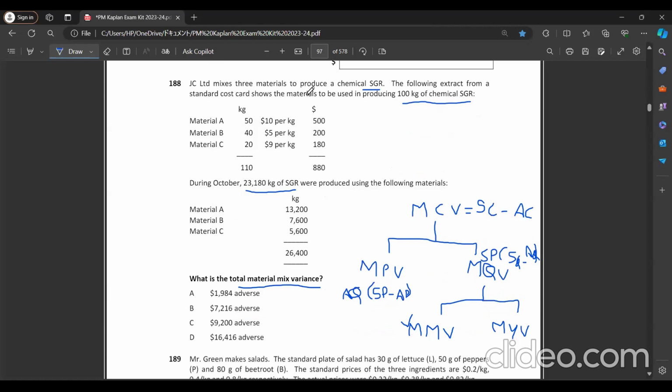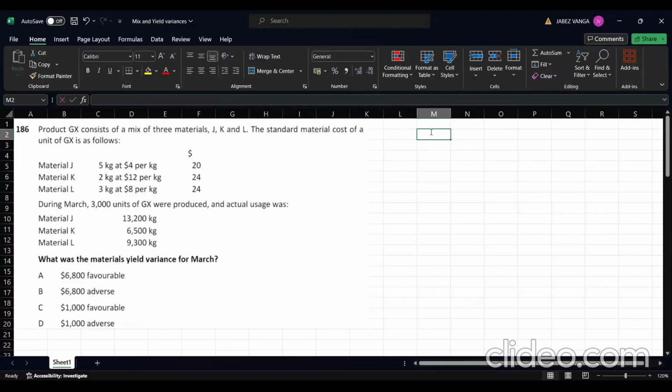The actual formula of yield variance, I am taking you back to the Excel file. When we talk about material yield variance, it would be standard rate into the standard yield minus actual yield. I'll explain the concept of standard rate. Yield is the output basically. So the yield variance should be a comparison of the standard yield or standard output versus the actual yield or output, applicable at the standard rate.